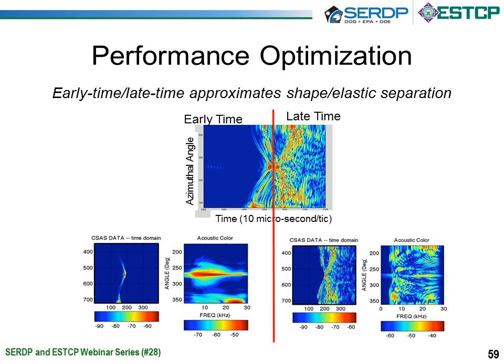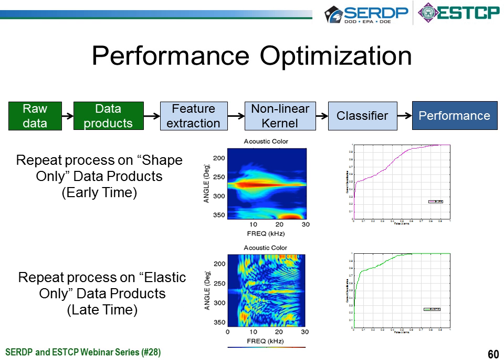So what we did was take all of that T-Rex data and divide it into early time and late time. We created acoustic color data products of those, and then passed those through the whole chain again: raw data to data products, the feature extraction, the nonlinear kernel, and ultimately came up with our ROC curves there on the right side.